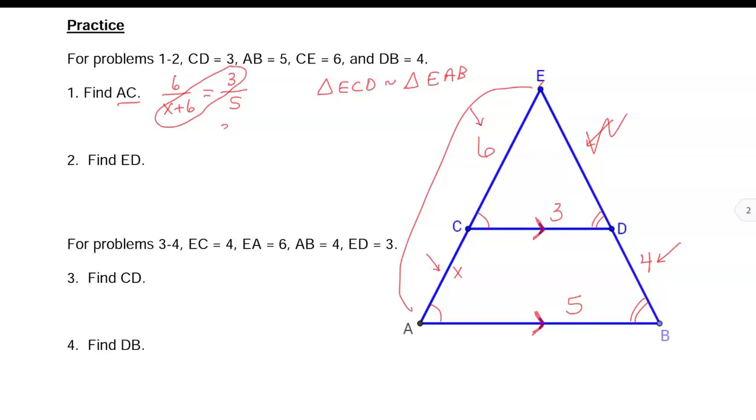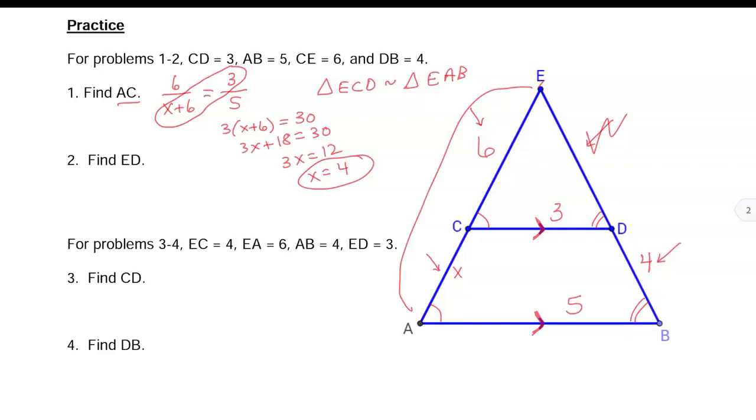So I have 3 times x plus 6 equals 5 times 6, which is 30. So 3x plus 18 equals 30. 3x is 12. So x is 4. That is side AC. So my answer to number 1 is 4.